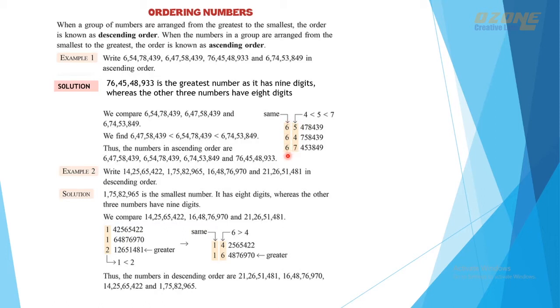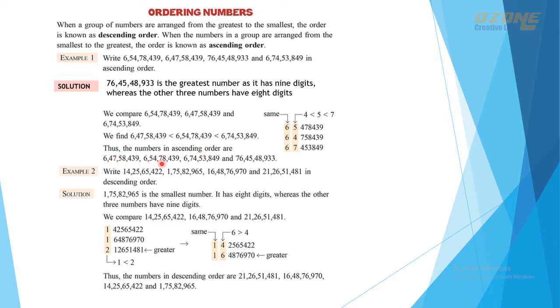So we will go to the second place. In the second place, all are different numbers. So what we will do is we'll arrange them in ascending order. That is, one is 4, one is 5, and the other is 7. So 4 will be the smallest one. So the number which contains 4 in the second place is the smallest one.